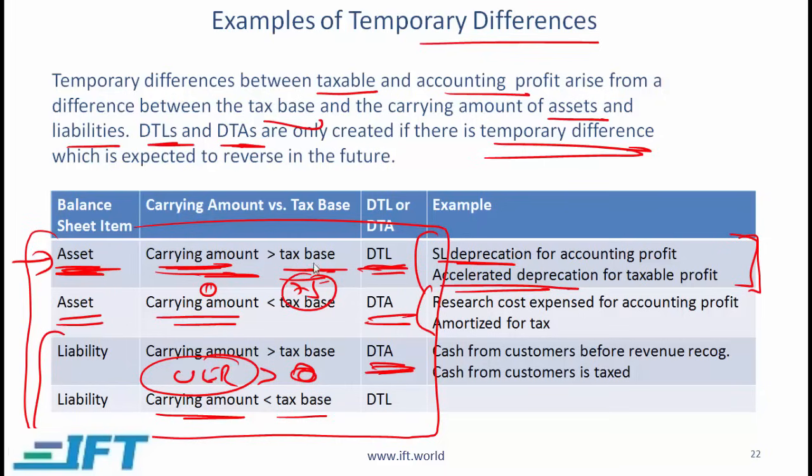Carrying amount greater than tax base creates a deferred tax liability. If you have an asset and the carrying amount is less, then obviously you will have the opposite, which is a deferred tax asset. The liability will again be the opposite for the asset, assuming that the carrying amount is greater than the tax base. So here you had a deferred tax liability. Here you have a deferred tax asset.